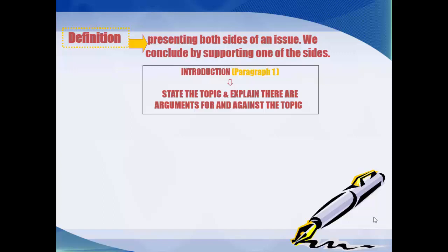In paragraph 1, we have to state the topic. I mean, identify the topic and explain there are arguments for and against the topic. I mean, to attract the attention of the reader that you are going to handle a debatable issue, or you are going to discuss two sides, one for and one against. This must be mentioned in the introduction.